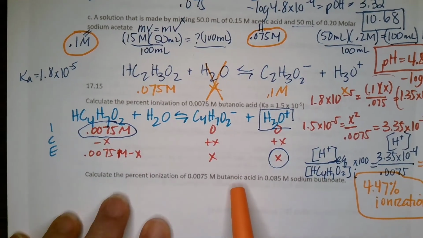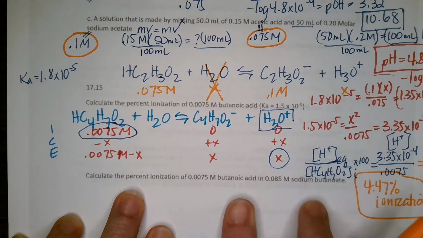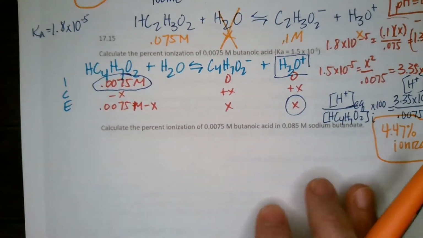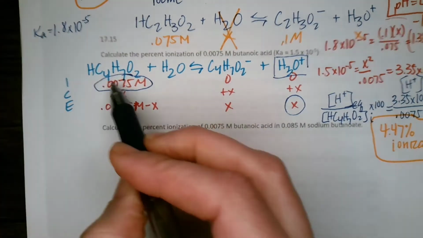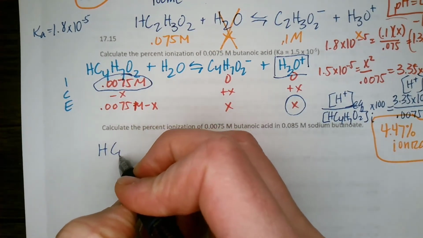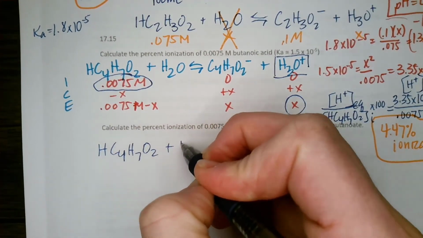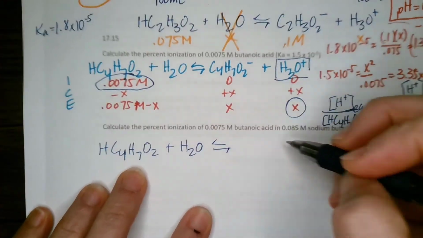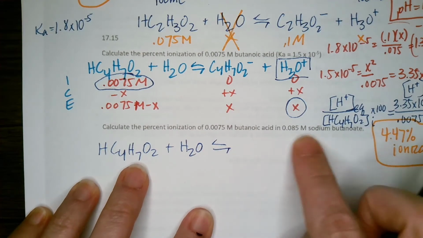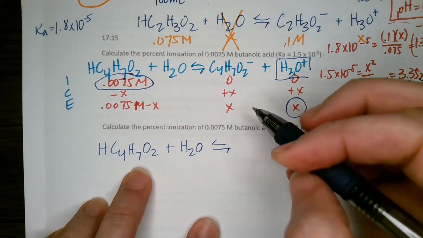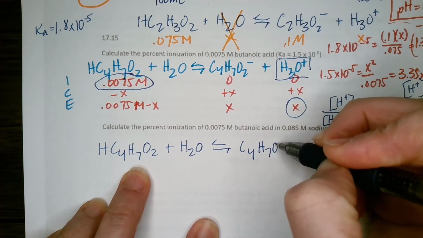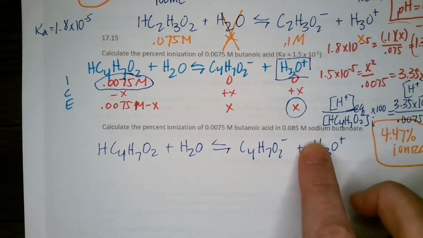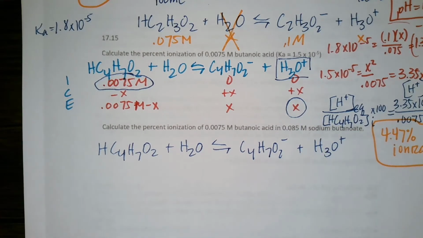Now continuing, using the same butanoic acid, we are going to calculate the percent ionization when it is mixed with a salt, sodium butanoate. So we're going to have the same equation as we had up here. Let's just rewrite it. We still have our weak acid, and it's going to form a butanoate ion, C4H7O2 minus, and our hydronium ion.